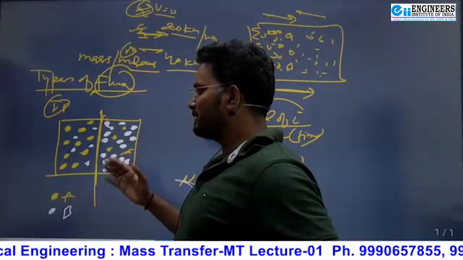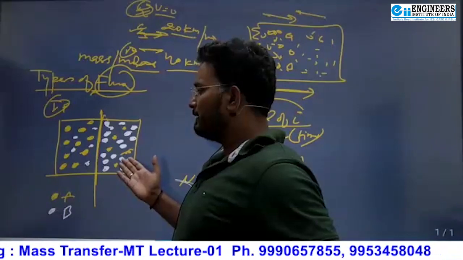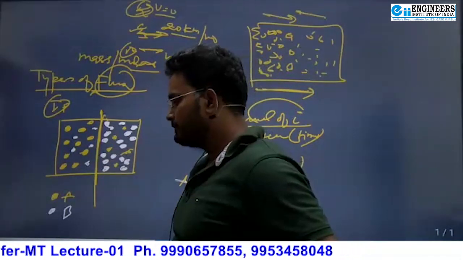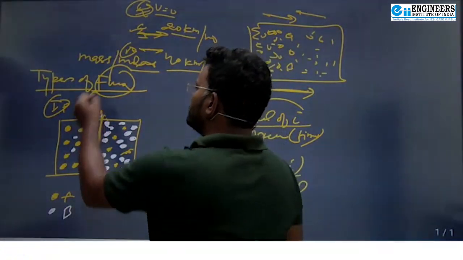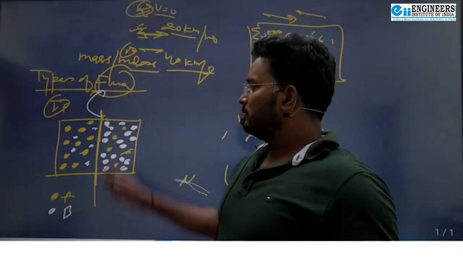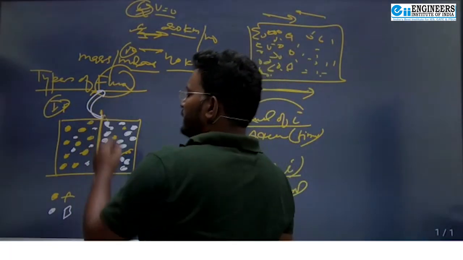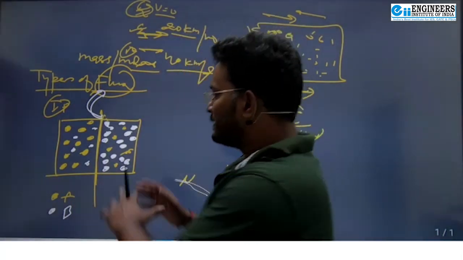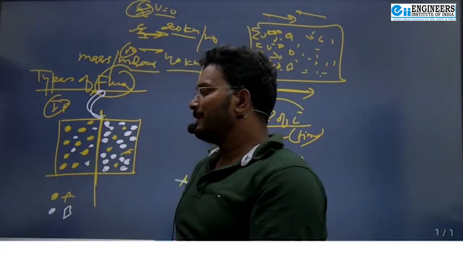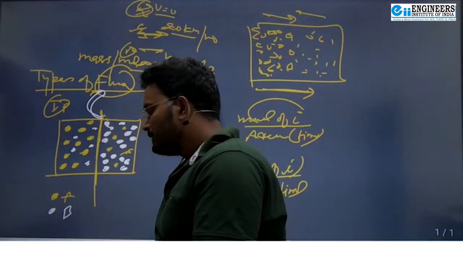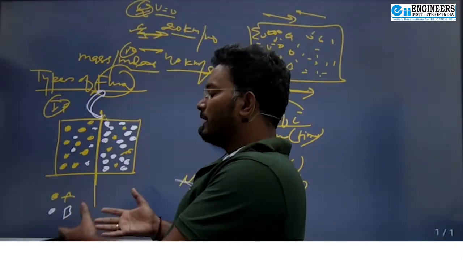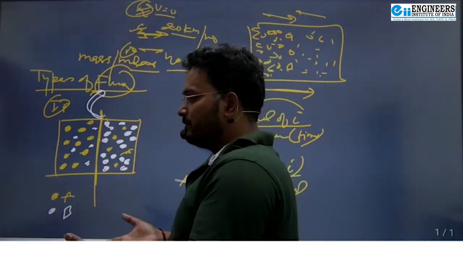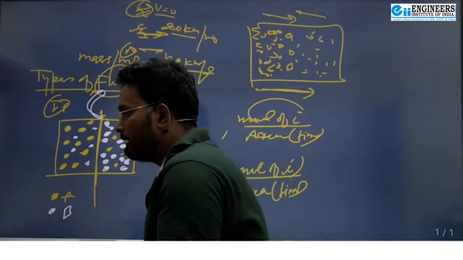It means the concentration of B on the right side is more than on the left side. Clear? When we remove this barrier, what happens? There is a natural tendency, and the natural tendency is that molecules move randomly at the microscopic level. Are you getting my point?